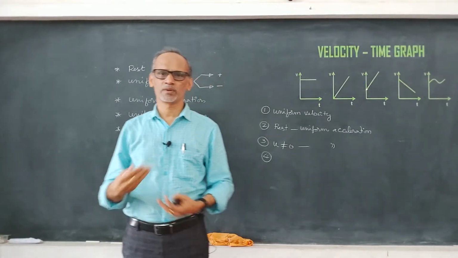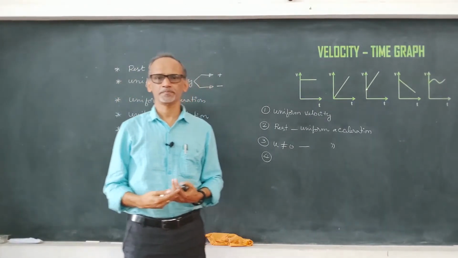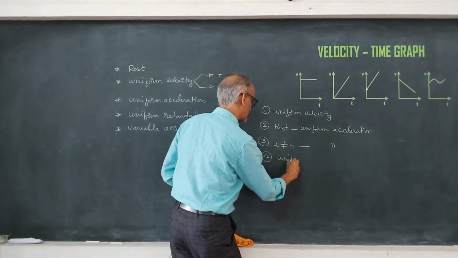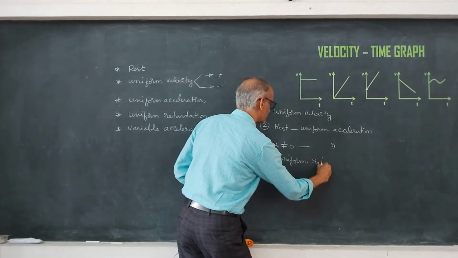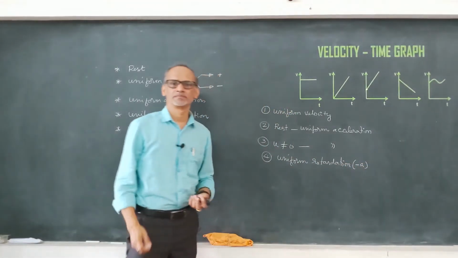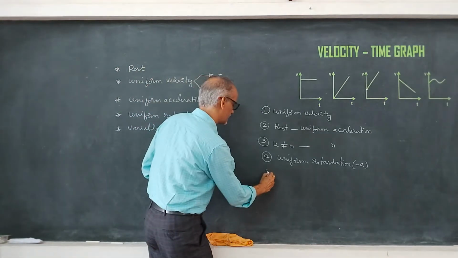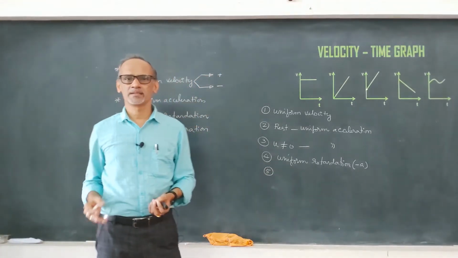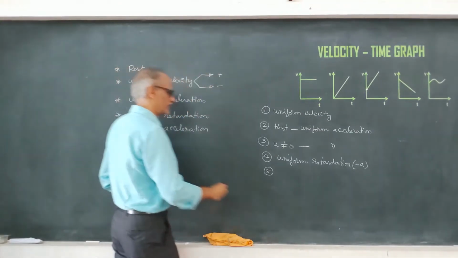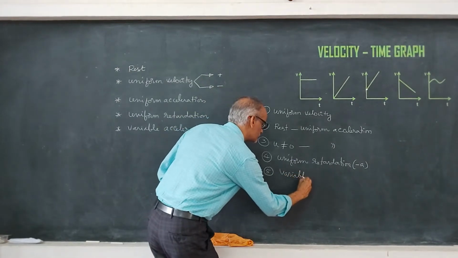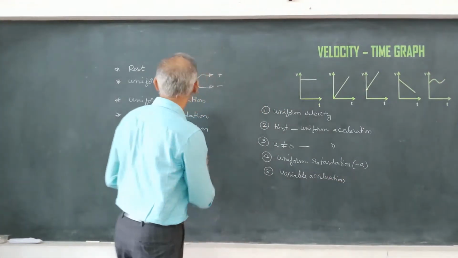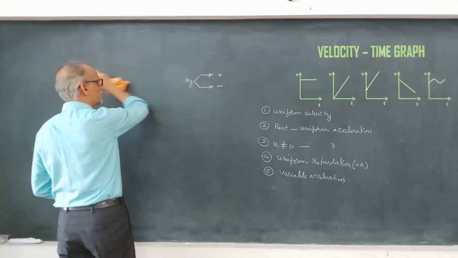When the velocity decreases, what do we call the acceleration? When the velocity decreases, acceleration becomes negative, and such acceleration is called retardation. So it's a uniform retardation, which is negative acceleration. And the fifth one, you can see the graph is a random graph, there is no particular shape for it. So it is variable acceleration. So these are the different shapes of the graph that we come across.